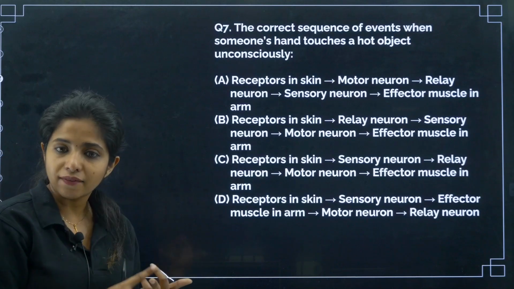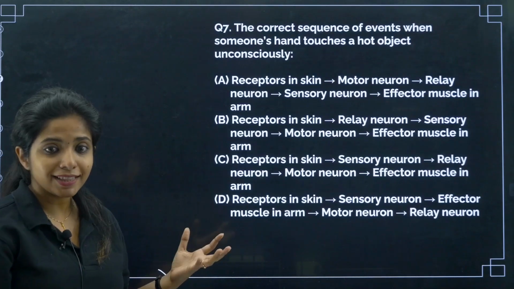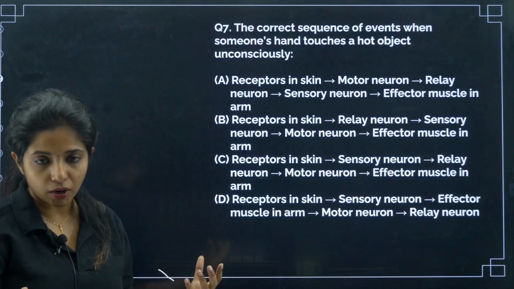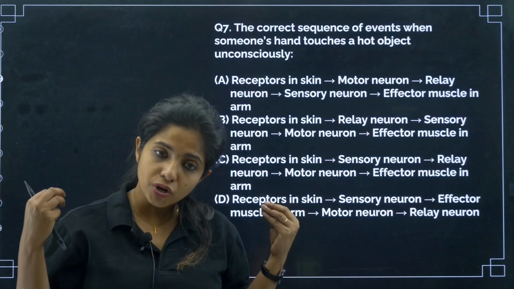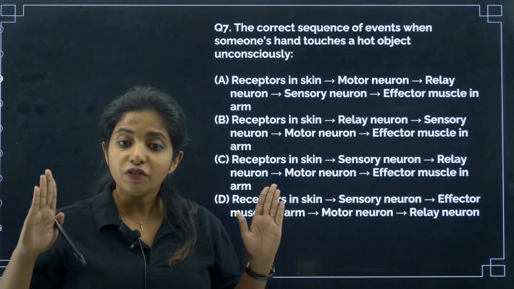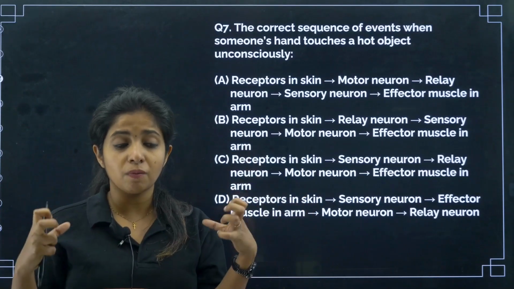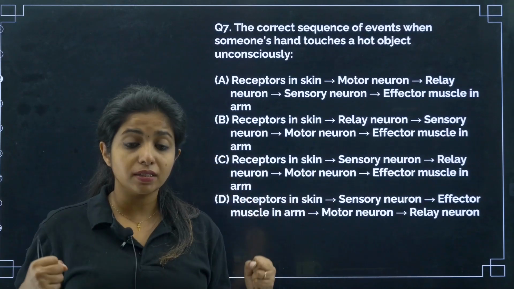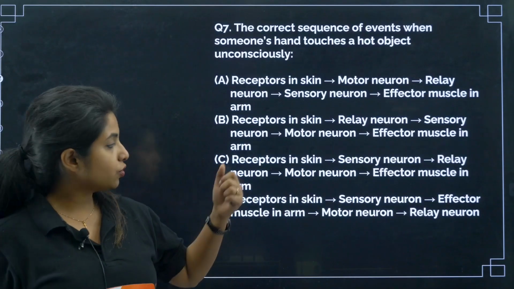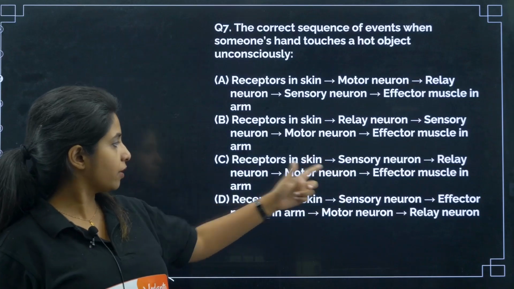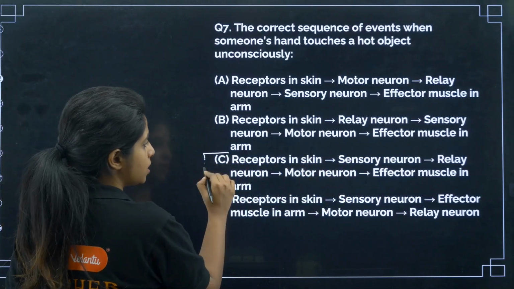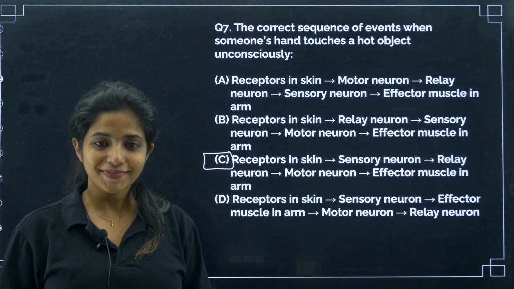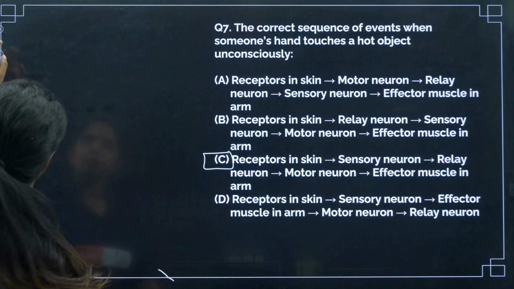After the sensory neuron, I have the relay neuron, which is there in the CNS, or basically the spinal cord. Now, do you think the information is not sent to the brain at all? No. Information is definitely sent to the brain. That is why we remember that something like this has happened in our life. But it is the spinal cord which takes the quick action. So relay neuron, then the motor neuron, then the effector muscle in the arm. This is the flow. Cool? Works? Chalo. Next.